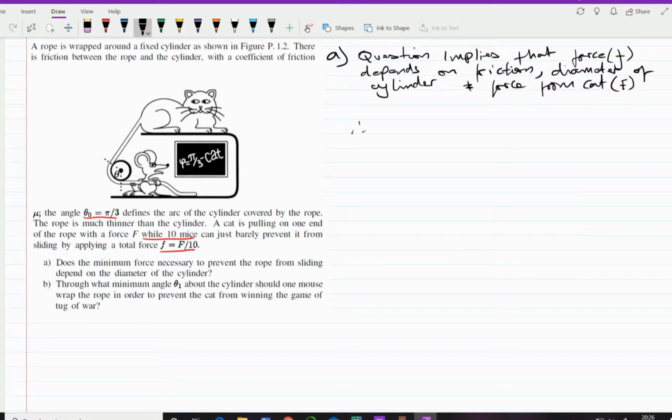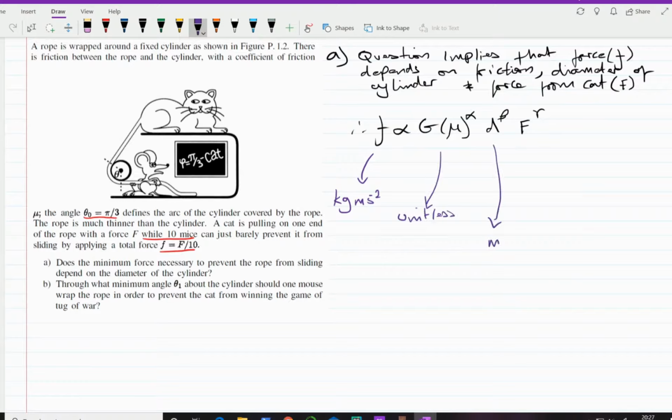For this part of the question, we are going to use dimensional analysis, which is a smart term describing homogeneity of equations. We form an expression relating the force from the mice to the coefficient of friction, the diameter of the cylinder, and the force from the cat, as well as their units. So basically we will be studying their units.